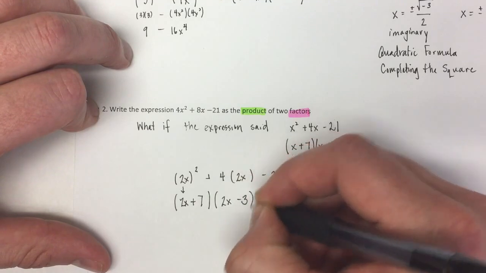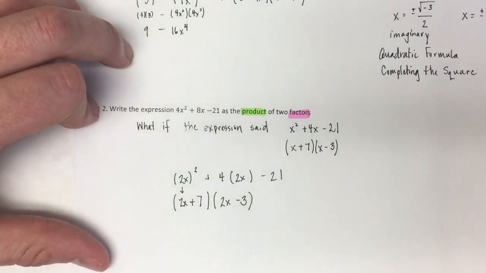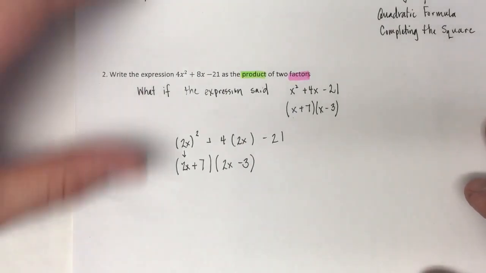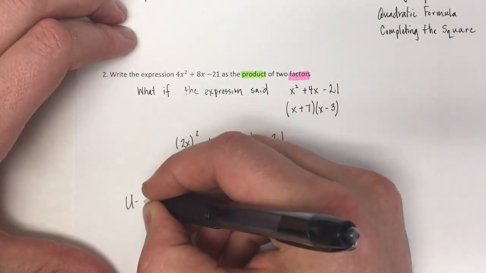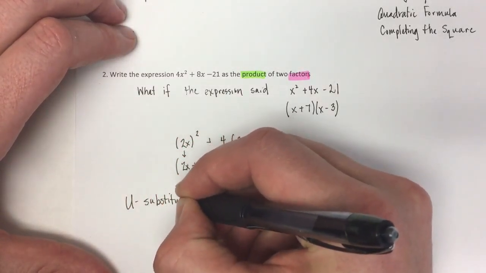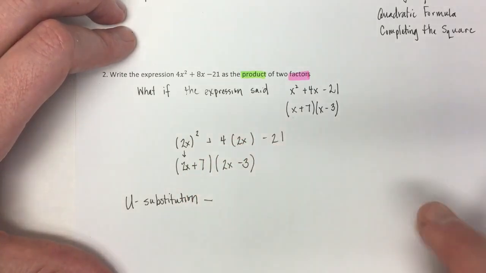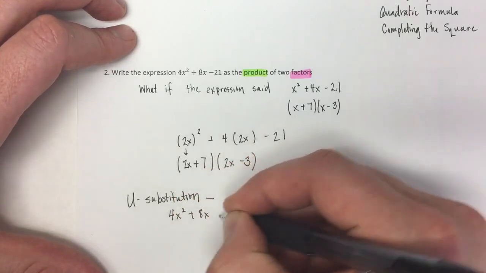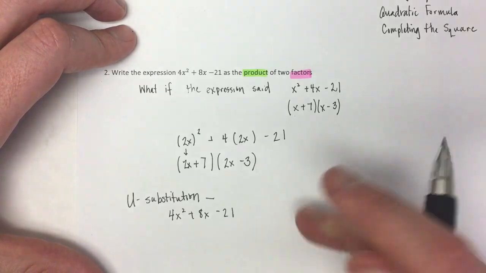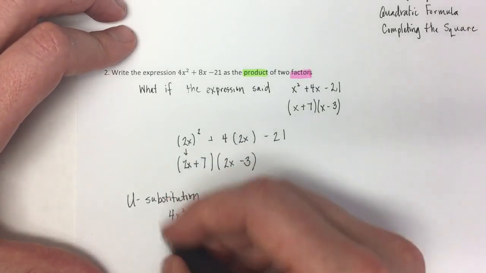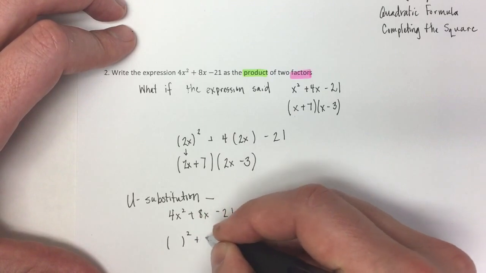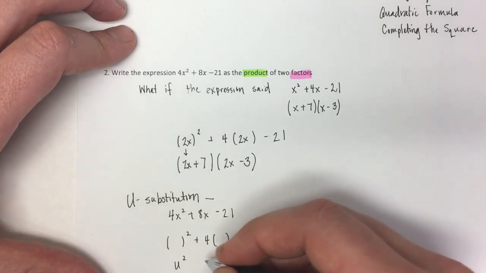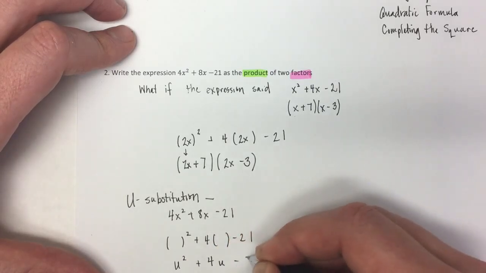2x minus 3. Now, all these x's going back and forth become really difficult to keep track of. So what we do in math is we call this U substitution. And this is a little bit easier to follow. So I take my original and I say 4x squared plus 8x minus 21. And I determine the u. The u is really what I just put in here. So I think of the structure itself, and I basically say, well, I know how to do u squared plus 4u minus 21.